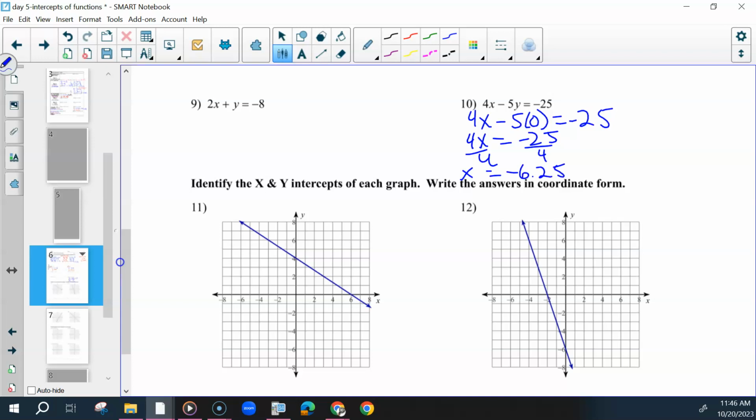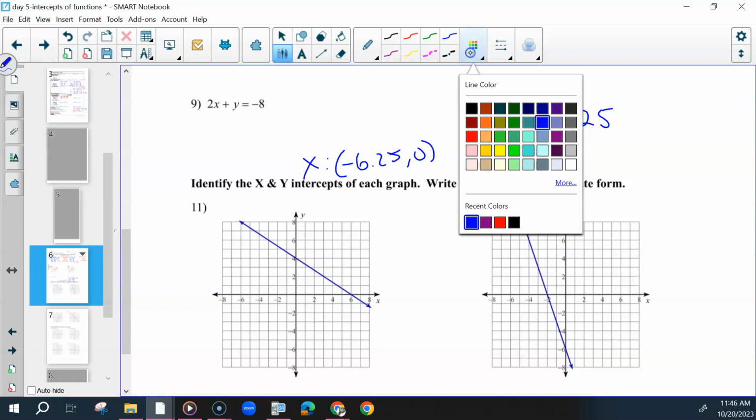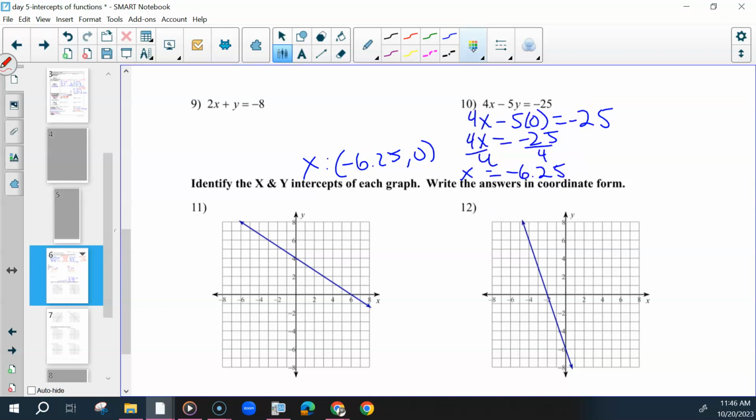If you want to put it as a decimal, you can. So you would write that as negative 6.250. Negative 25 divided by 4 is what x? Negative 6.25. But your y is going to have a whole number. We'll have negative 5y equals negative 25, so that y is 5.